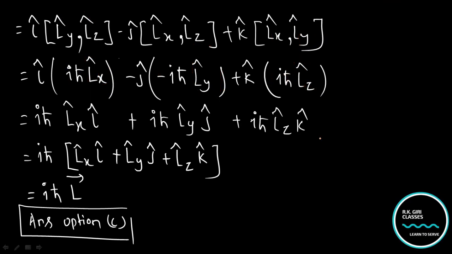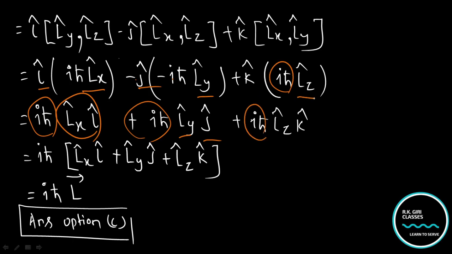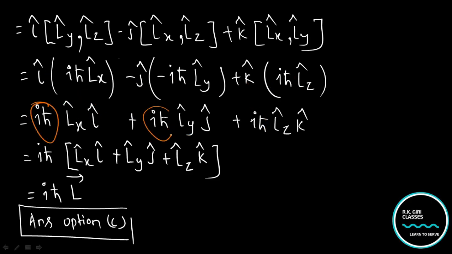Now coming to this part. This is iħ LX, or you can rearrange this one as LX i cap, plus iħ LY j cap, and this is iħ LZ k cap, right? So the result will be, make iħ common: iħ (LX i cap, LY j cap, LZ k cap). The result will be iħ L. The answer will be C.